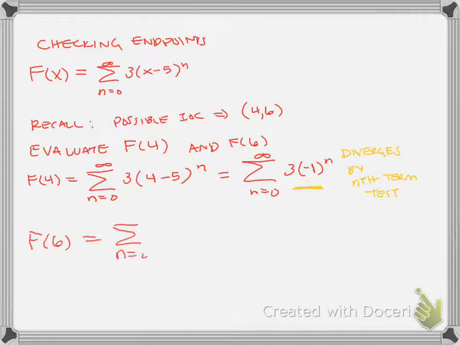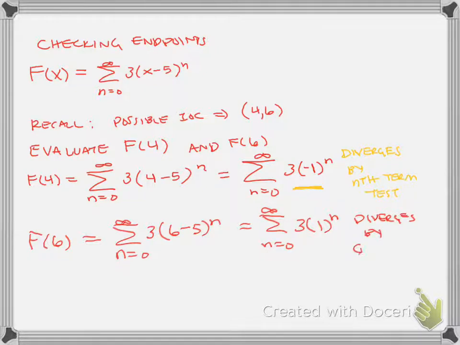You just simplify what's in the power series and you should be able to see what happens, whether it's going to converge or diverge. All right, and so this one will become 3 times 1 to the n, and this also diverges. And I'll switch it up and say diverges by geometric series.